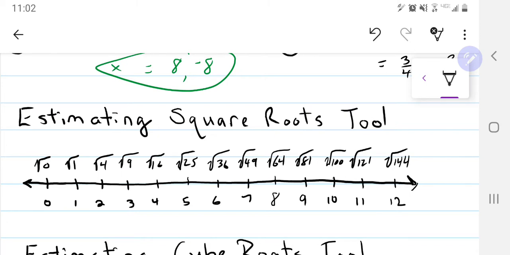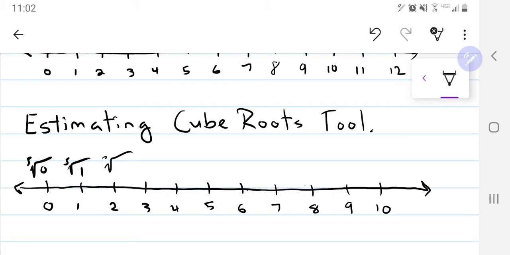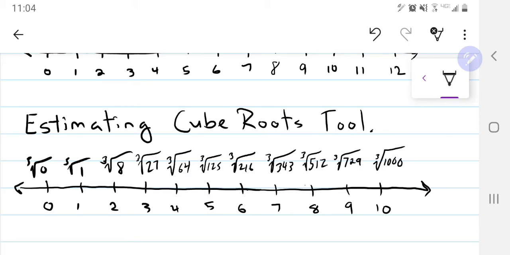All right, we need a similar tool for estimating cube roots. So what cube root equals 0? Well, the cube root of 0. What equals 1? Cube root of 1. Cube root of 8. Cube root of 27. All right, so fill out the rest of your tool and unpause when you're ready.